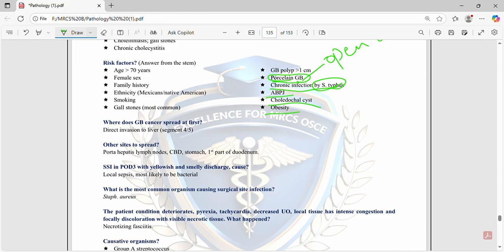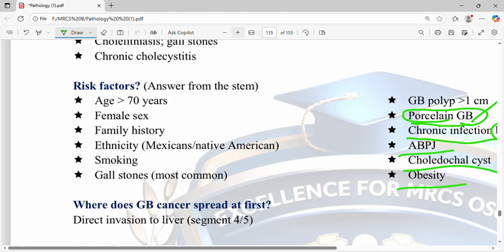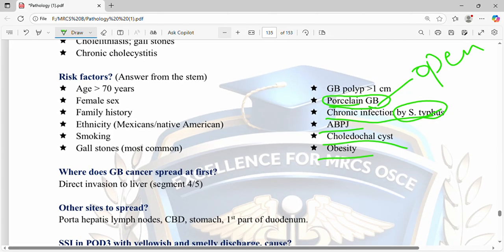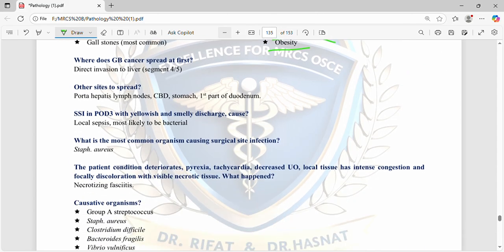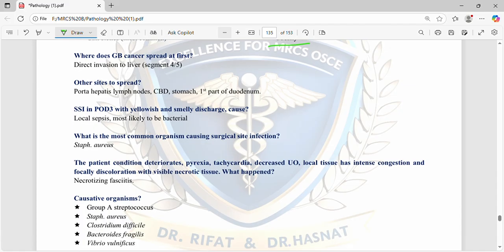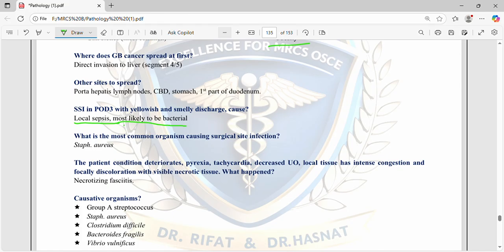Very simple. Surgical site infection on post-op day 3 with yellowish and smelly discharge. What is the cause? Local sepsis, most likely due to bacteria. What is the most common organism causing surgical site infection? It is Staph aureus, because it is normal flora of the skin. So that's why it will cause it.